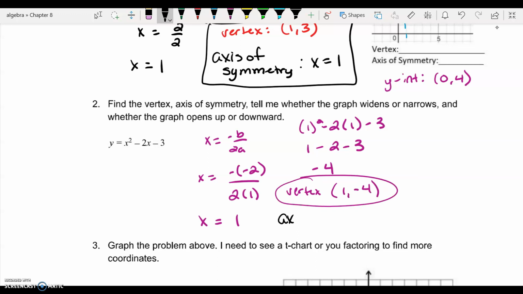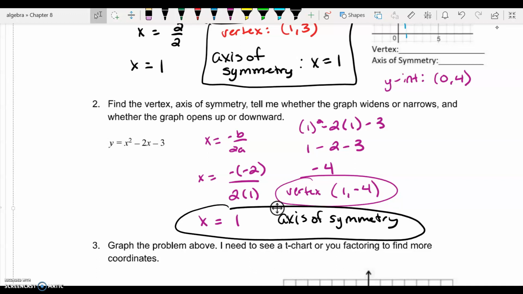My axis of symmetry, in reality, you've already found it. It's just x equals, and it has to have x equals in it. Now, widens or narrows, there should be a neither option here because if your a is 1, which ours is, it's going to be neither. So it does not widen or narrow.